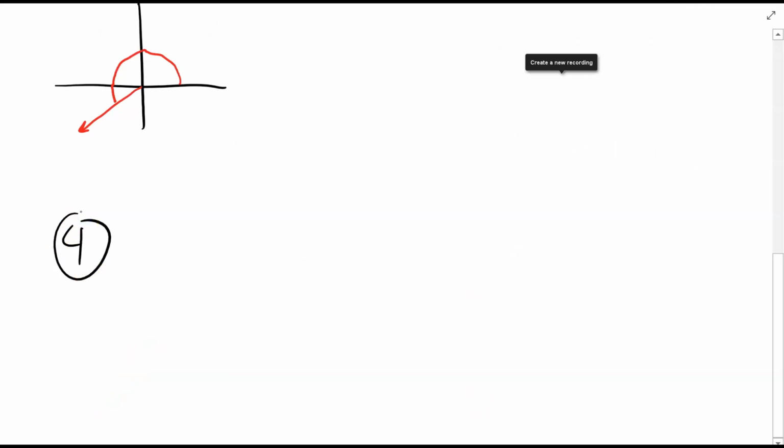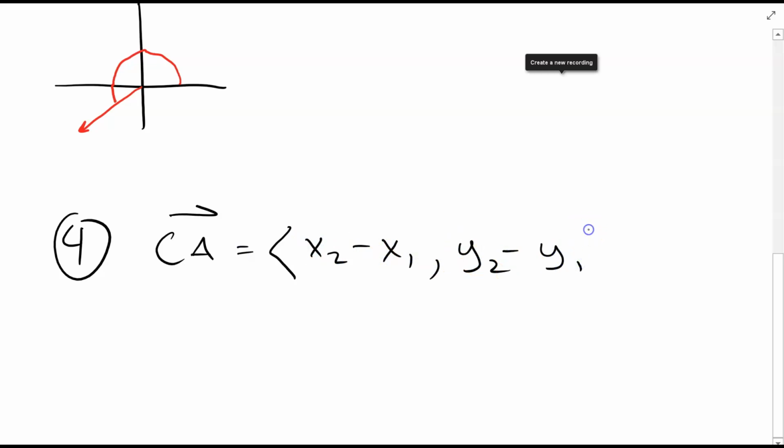So on 4, it says, given that A is the point 3, 1, B is at the point 5, negative 4, C is at the point negative 2, 9, and D is at the point negative 1, 6. Find the component form and magnitude for the following vectors. And then 4 is the vector CA. Okay? So to get the component form for this, that's going to be x2 minus x1, comma y2 minus y1. That's the formula that I'm going to use to do that.